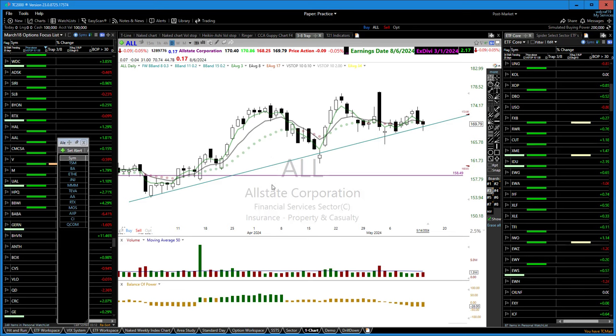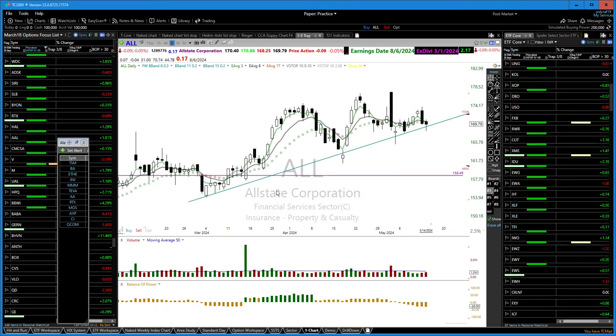Same pattern. The patterns don't change, guys. Patterns are the same.